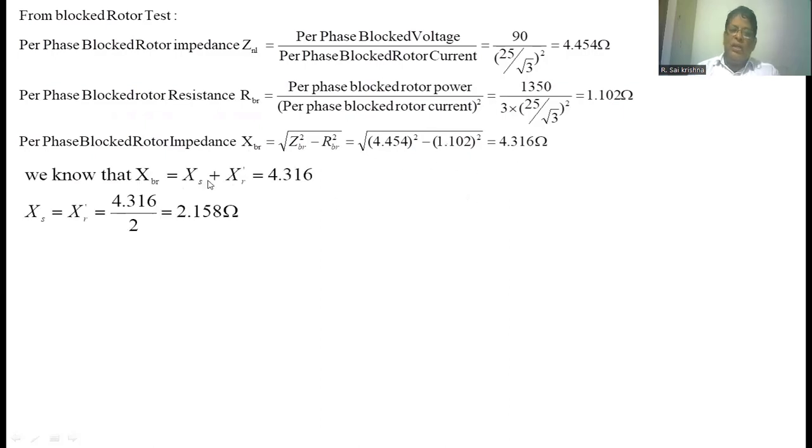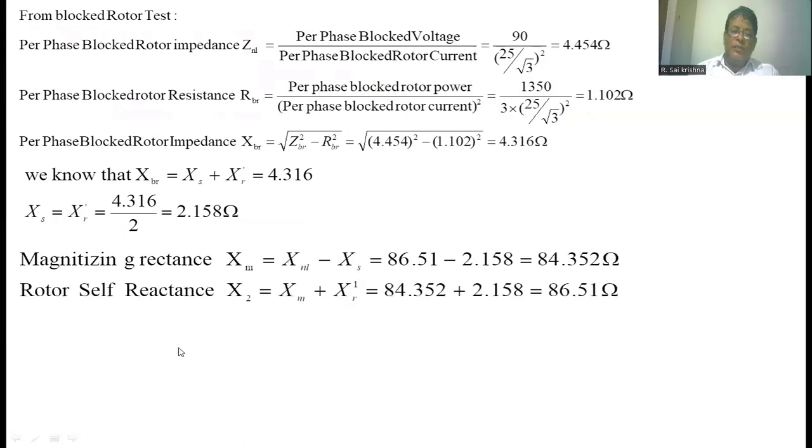X_BR equals stator leakage reactance plus rotor leakage reactance with respect to the stator, which is equal to 4.316. But practically these two values are equal. So X_S equals X_R dash equals 4.316 by 2, which gives 2.156. Now we have these two values. The magnetization reactance X_M equals X_NL minus X_S. The X_NL value from the no load test is 86.51, so 86.51 minus 2.156, where we substitute the value of X_S. We get 84.35.